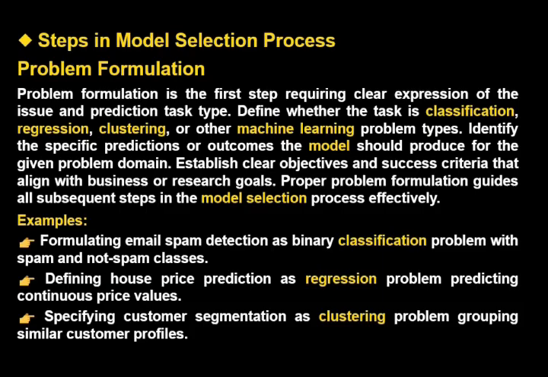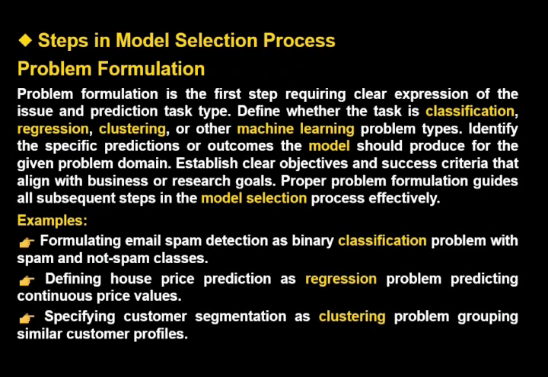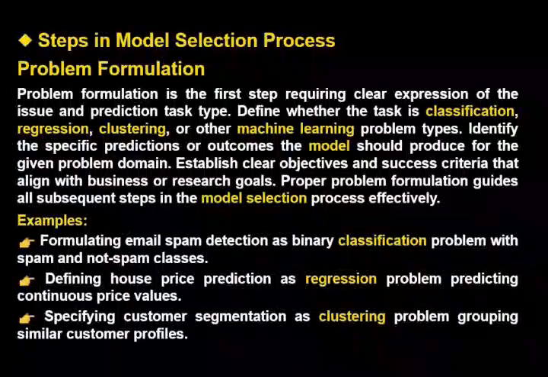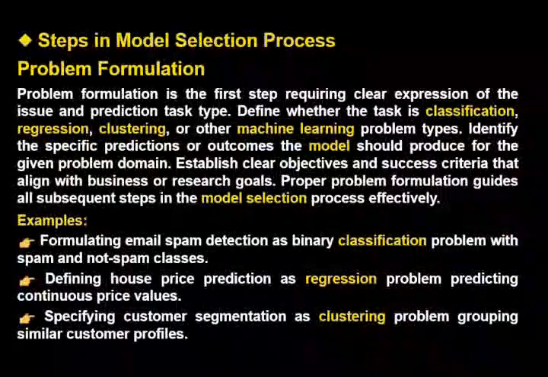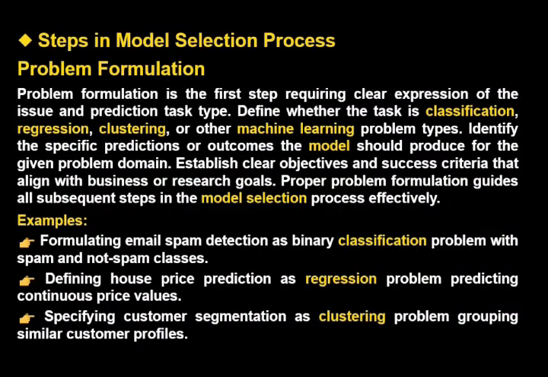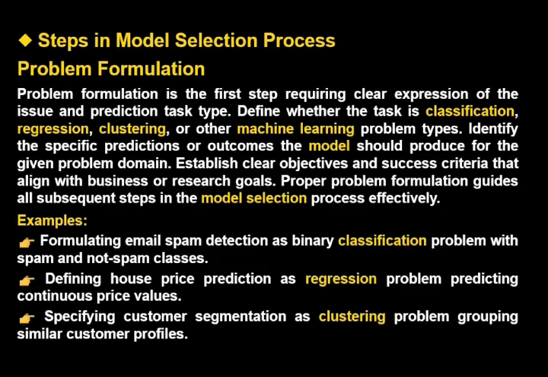We also define what inputs we have and what outputs we are expecting, what is the objective of our model, and what the success metrics are. For example, spam detection is classification, house price prediction is regression, and customer segmentation is clustering. Clear problem formulation ensures that we choose appropriate models later.